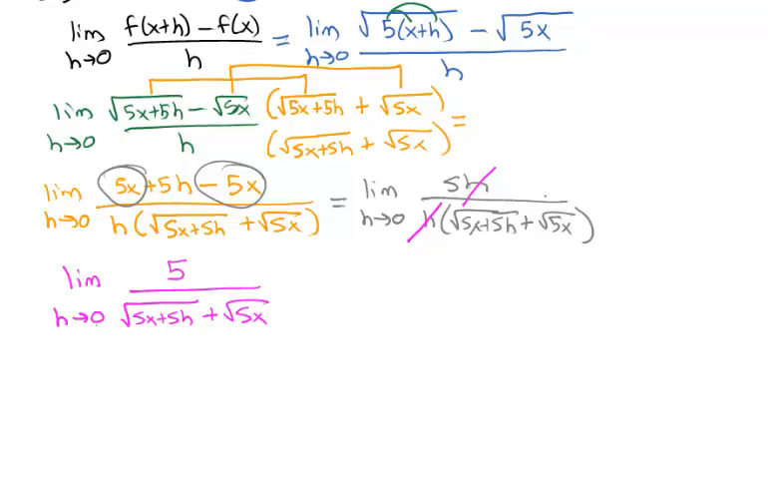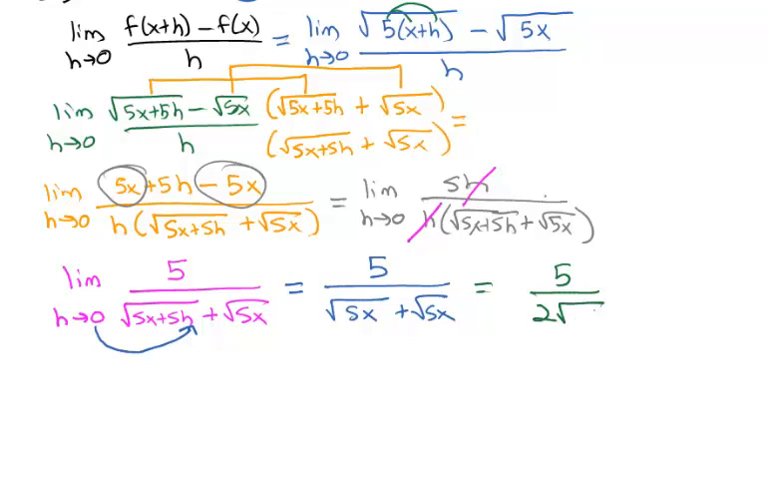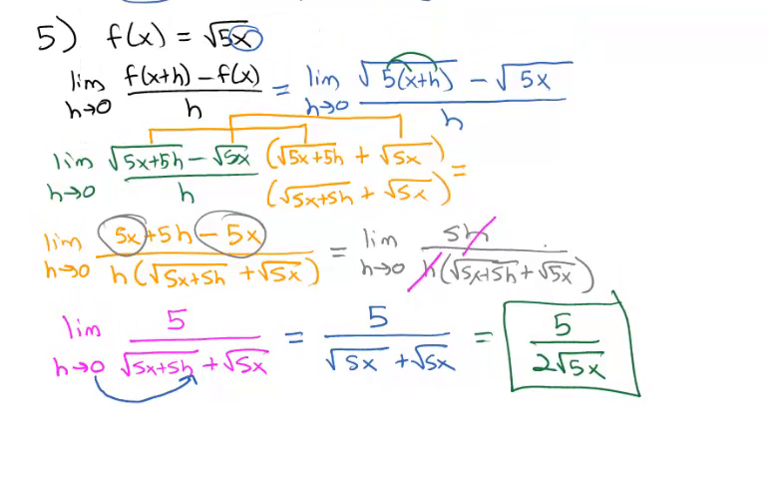The h is going to 0. Now that we don't have a factor of h in the denominator, we can replace the h with a 0, and we get 5 over the square root of 5x plus 0 plus the square root of 5x. And to clean it up a little bit, since we have two square roots, we're going to say 5 over 2 times the square root of 5x. We now have the derivative of our original function, the square root of 5x.